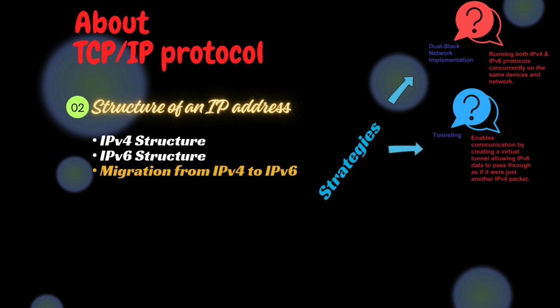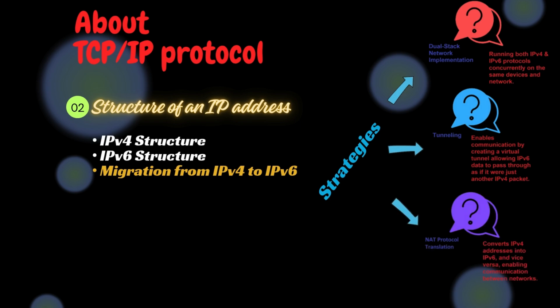Tunneling is a migration technique that allows IPv6 packets to travel through an IPv4 network by encapsulating them like regular IPv4 traffic. It's useful for connecting IPv6 networks, but it adds complexity and might cause some delay.